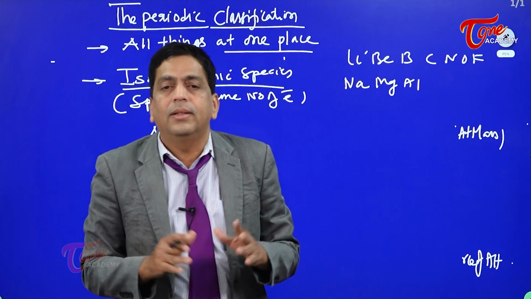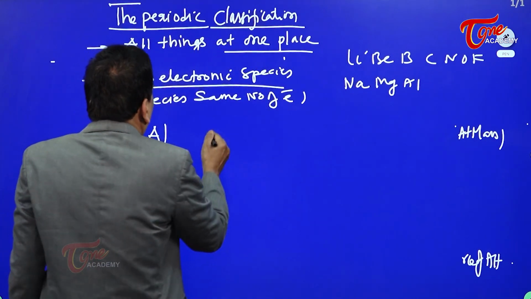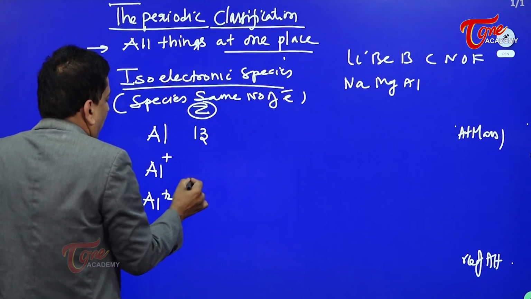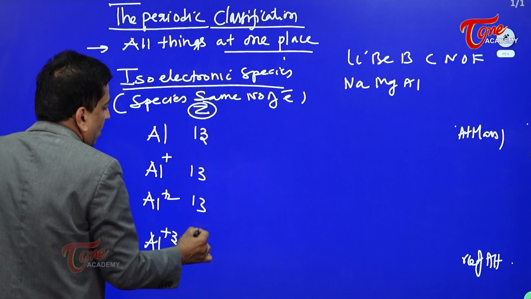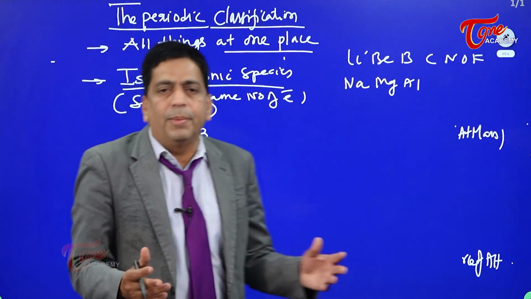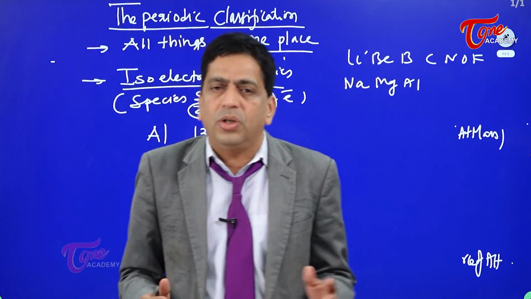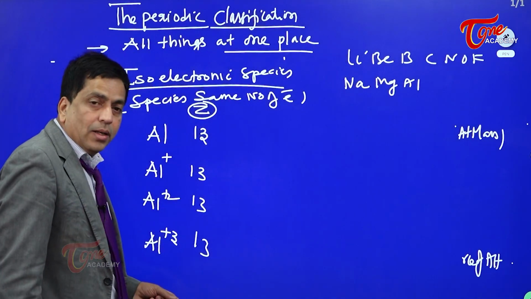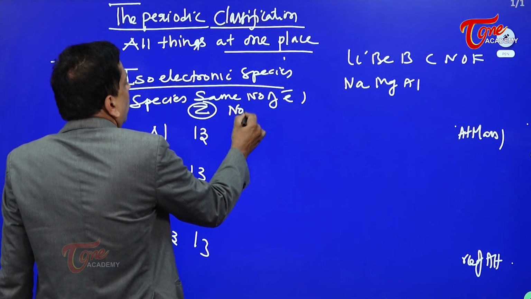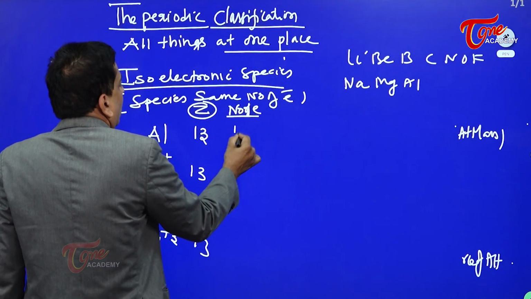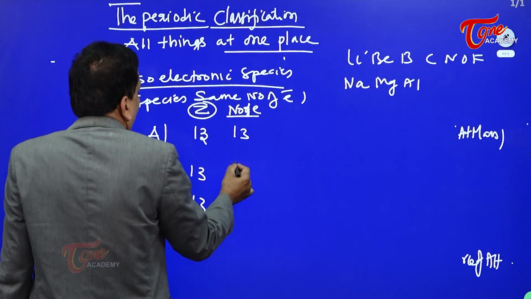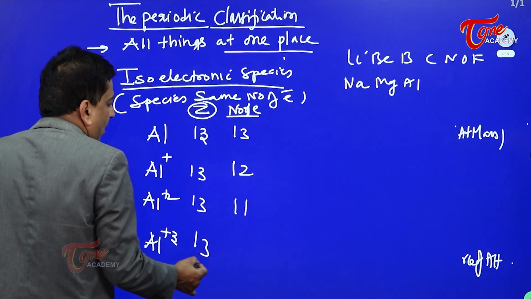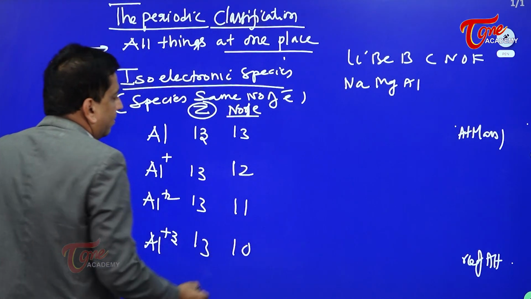The atomic number is 13. So if I write Z for aluminium, it is 13. For this also it is 13, because we are not removing protons, we are removing electrons, so the positive charge remains the same. But if you see the number of electrons, then it is 13. Here one lost, that is 12. Here two lost, that is 11. Here three lost, it is 10.